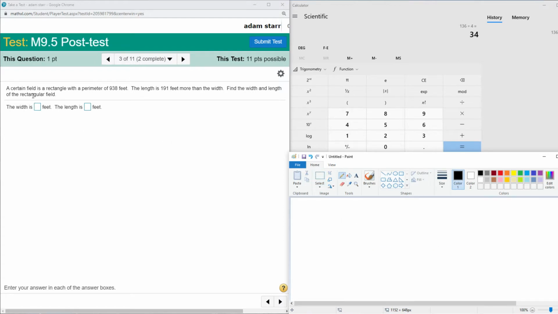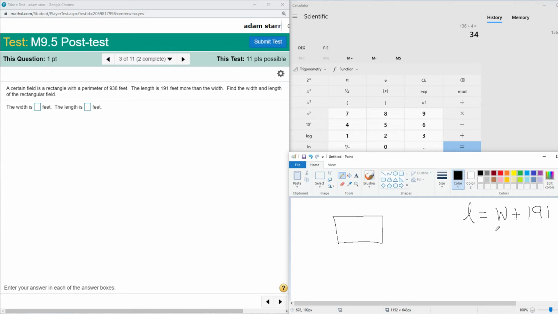Okay. A certain field is a rectangle with a perimeter of 938 feet. The length is 191 feet more than the width. Find the width and length of the rectangular field. So we're talking about a rectangle again. So here's my rectangle. And I know something about the length. It says the length is 191 feet more than the width. So that means the length is the width with 191 feet more.